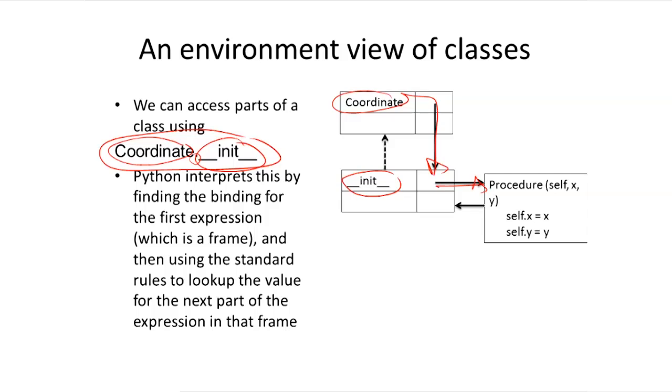So coordinate.__init__ says, get me the __init__ method associated with coordinate in this frame. And that's exactly what it does. It now gives me back a procedure, which I could then use. And we use standard rules for looking up the value of the next part of an expression in any frame.